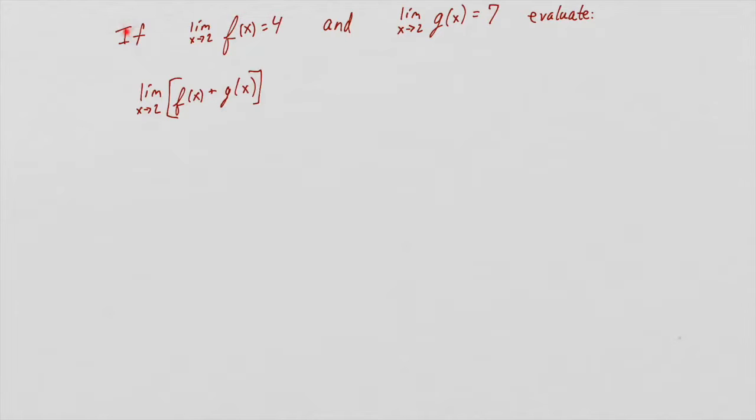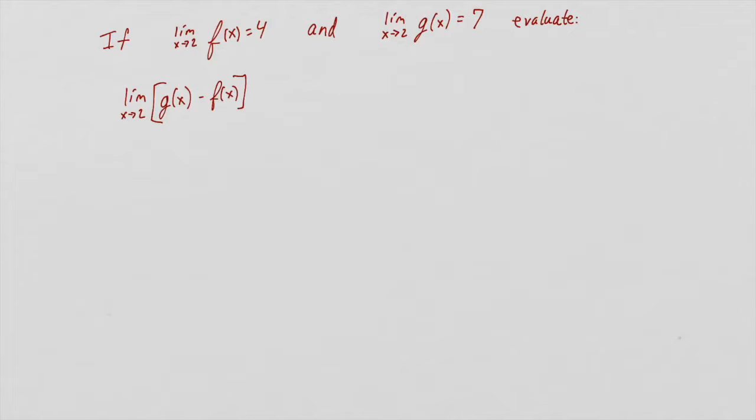This one here: if the limit as x approaches 2 of f of x equals 4 and the limit as x approaches 2 of g of x equals 7, evaluate the limit as x approaches 2 of f of x plus g of x. We don't know what the functions are, so we can't add them together right inside those brackets. So we're going to separate this into two separate limit problems: the limit as x approaches 2 of f of x plus the limit as x approaches 2 of g of x. And we know each of these. The limit as x approaches 2 of f of x is 4, and the limit as x approaches 2 of g of x is 7. So we really have 4 plus 7, and that's 11.